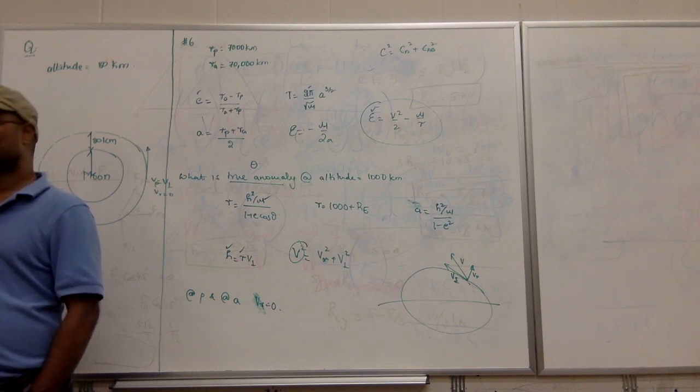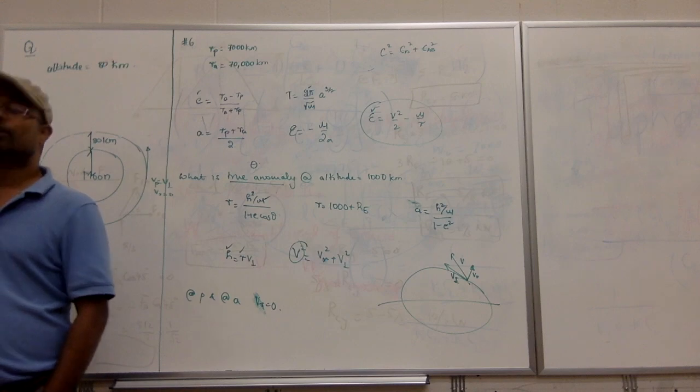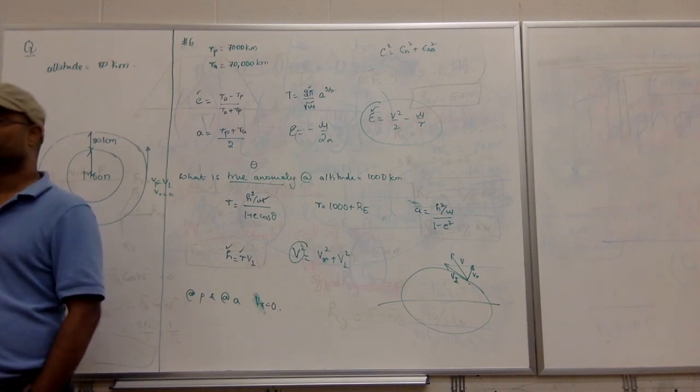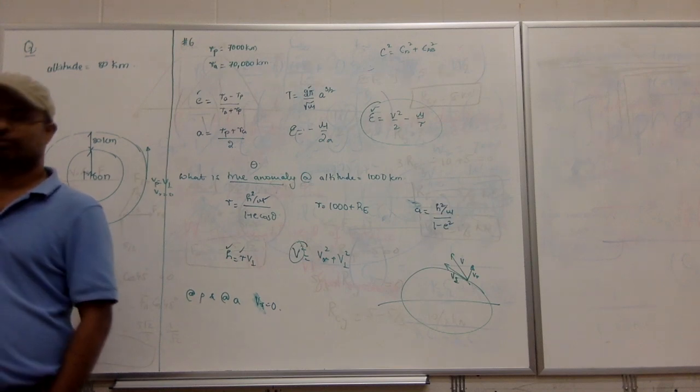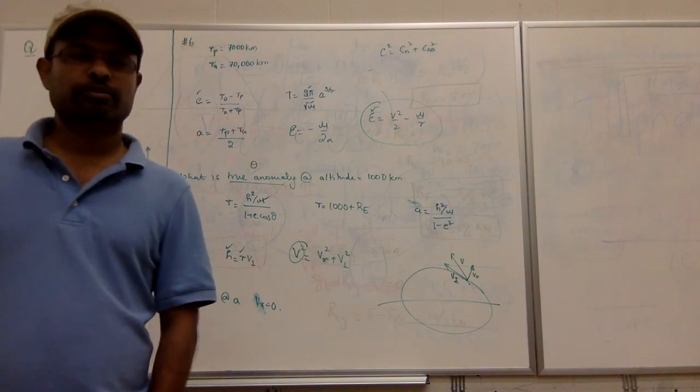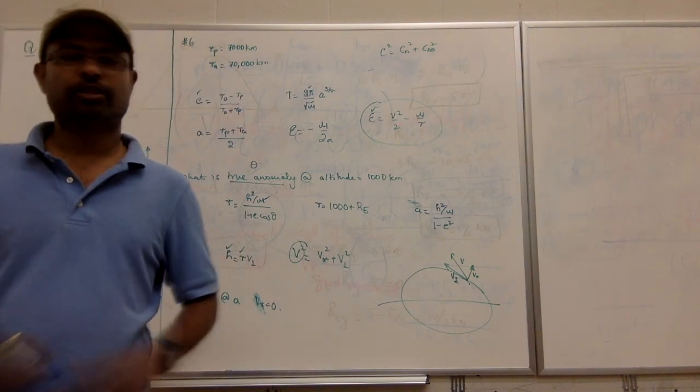The third law is the square of the orbital period of the planet is proportional to the cube of the same. Tell me the second law, sorry. Oh, the second law. Planets orbiting around the sun trace equal areas in equal time. Okay. Can you apply that here?